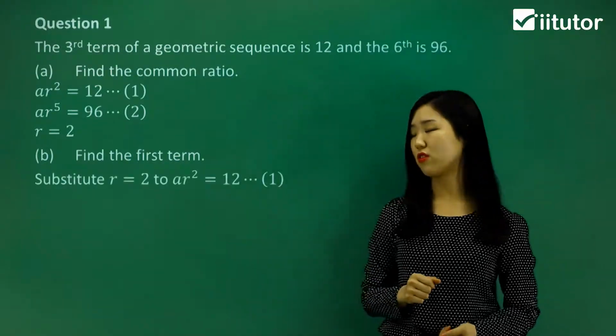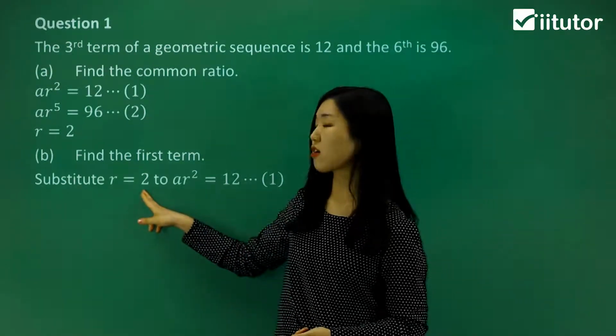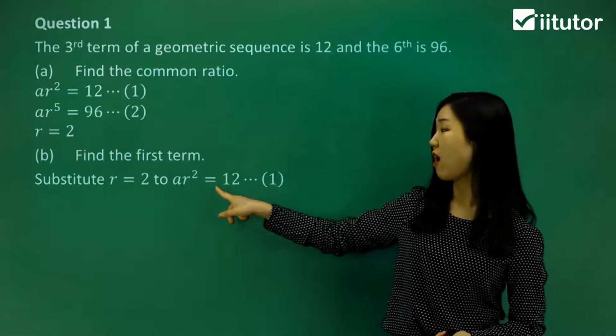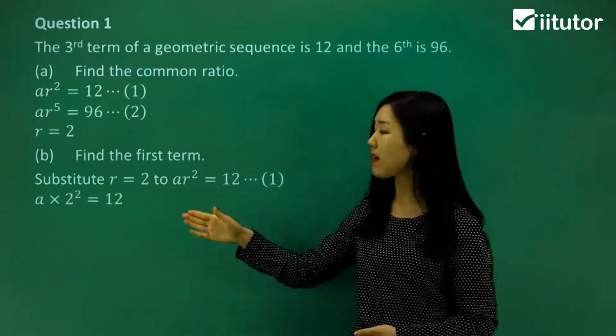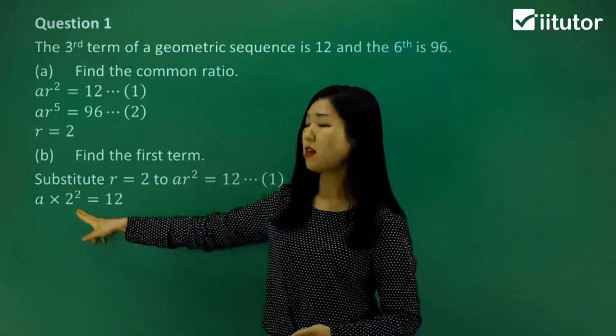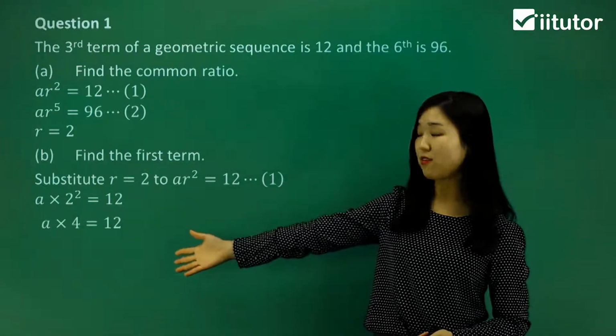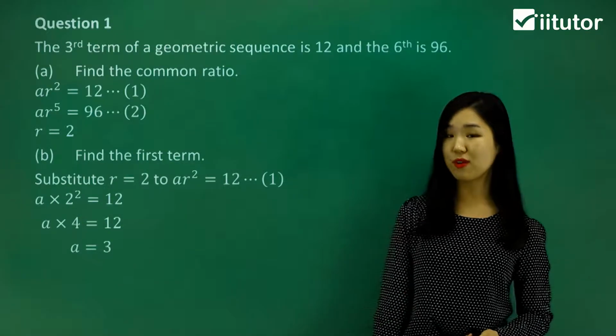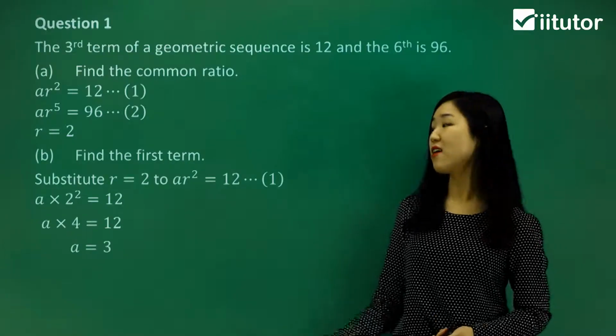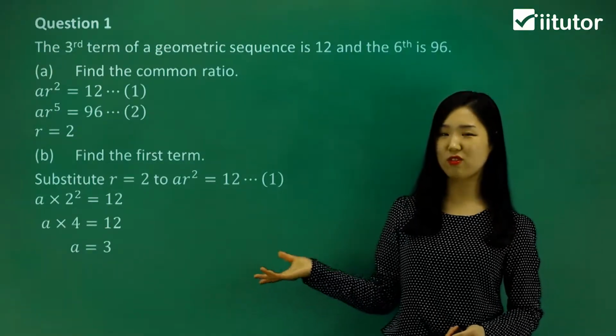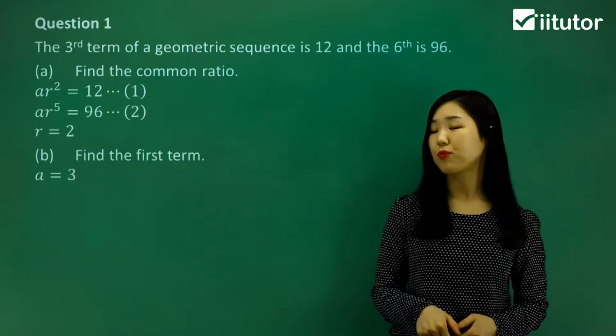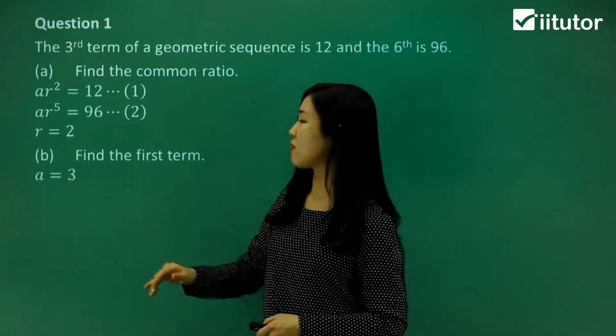I'm just going to sub it into the first equation. So substitute r equals 2 into the first equation, so r will be replaced by 2. So we have a times 2 squared equals 12. Now 2 squared is 4. To get a, just divide both sides by 4, and a will just be 3. 12 divided by 4 is 3, isn't it? So we've got the first term. That was quite easy, wasn't it? Just some substitution. Now, we've got a equals 3. I'll just leave it here for a while.